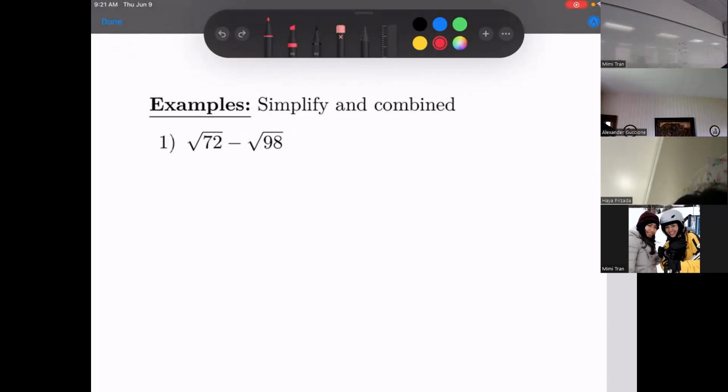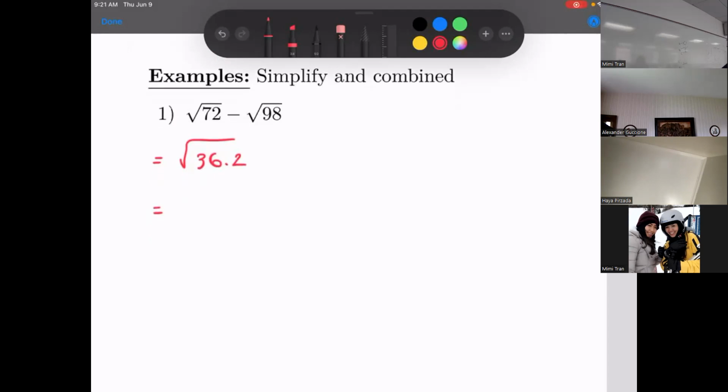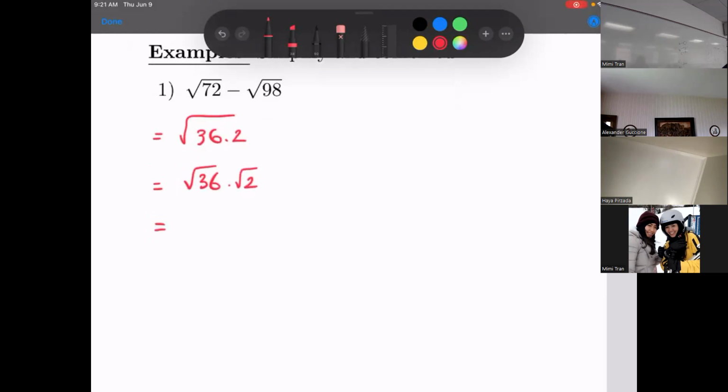So can somebody tell me what two numbers multiply to give me 72? One of them is a perfect square. Yeah, thank you. At this point, you just have to know. Again, 72 is an even number, divided by 2, so you get 36 times 2. Let's finish this one, and then you can break it apart. Square root of 36 times square root of 2. Square root of 36 is 6, and then rewrite the root 2.